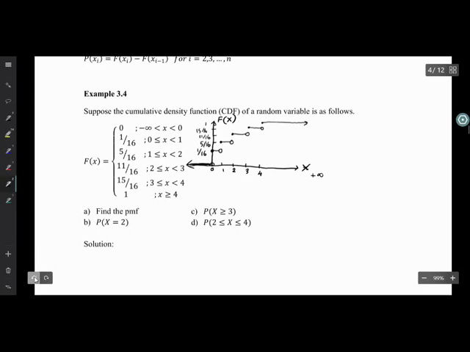Here's the step function of this CDF. Now for this one, you have to find the PMF. How do we get the PMF out of the CDF? Okay, this is very simple.